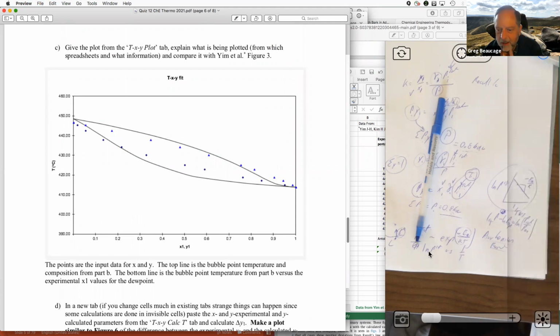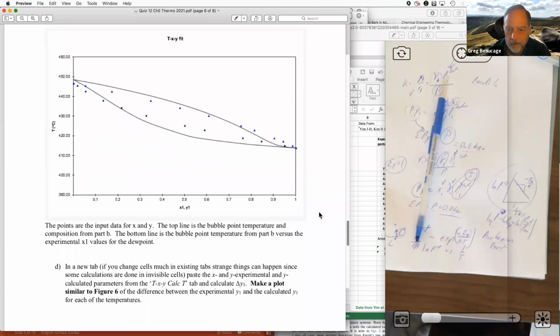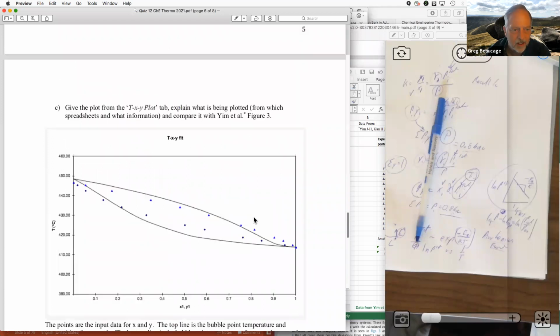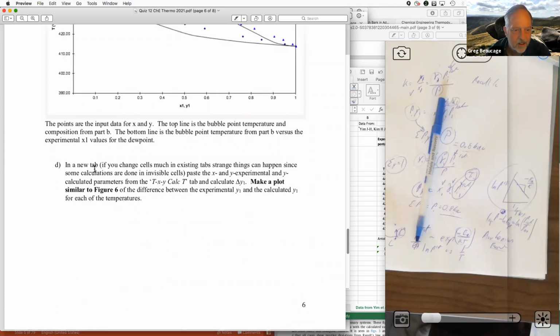The Aspen code is better. I mean, you can do the same fit, this UNIQUAC fit, using Excel from the book. He has that all coded into Excel. So that's part C. Then part D, I'll make a plot. That's part D, I guess.